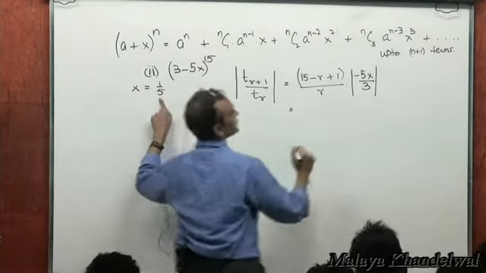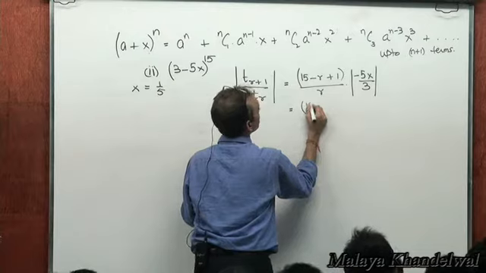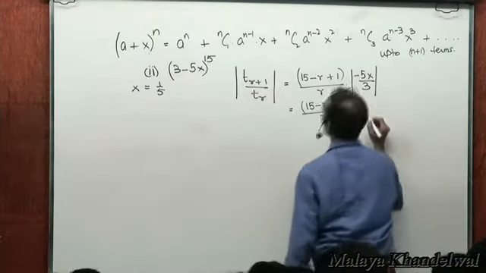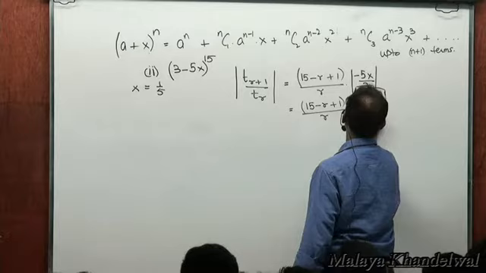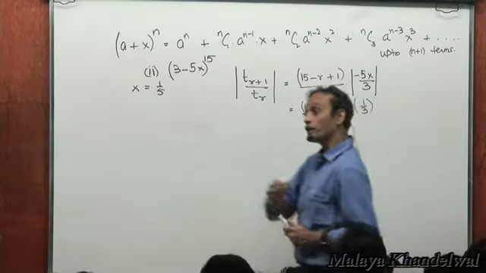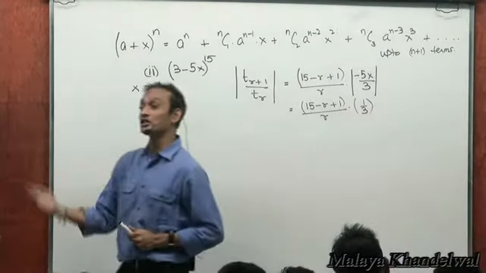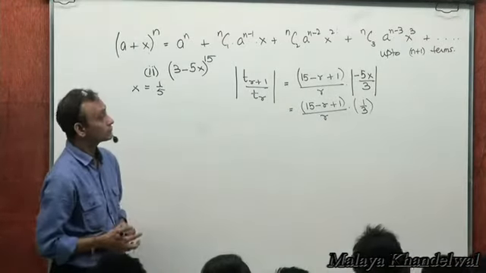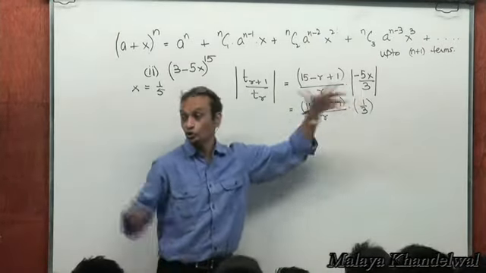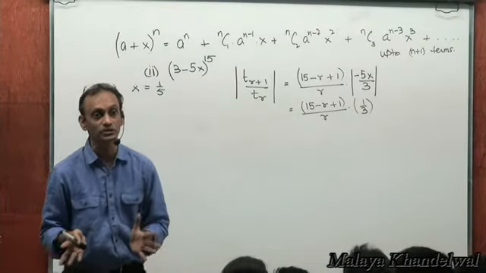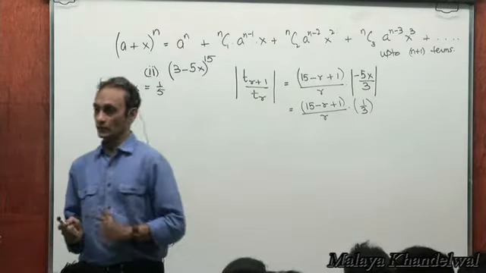Put x equal to 1 by 5. So this is (15 minus r plus 1) divided by r, into 1 by 3. Let me find out the range of r for which the next term will be larger than the previous term. The numerical ratio of two terms. I want to find numerically the greatest term in the expansion of this, right?